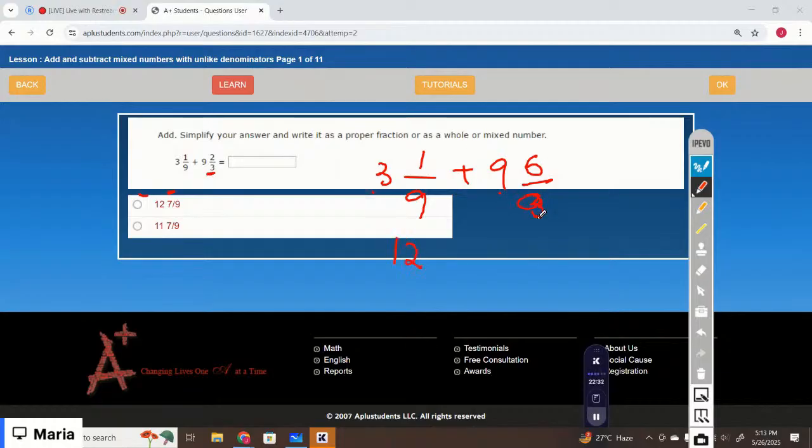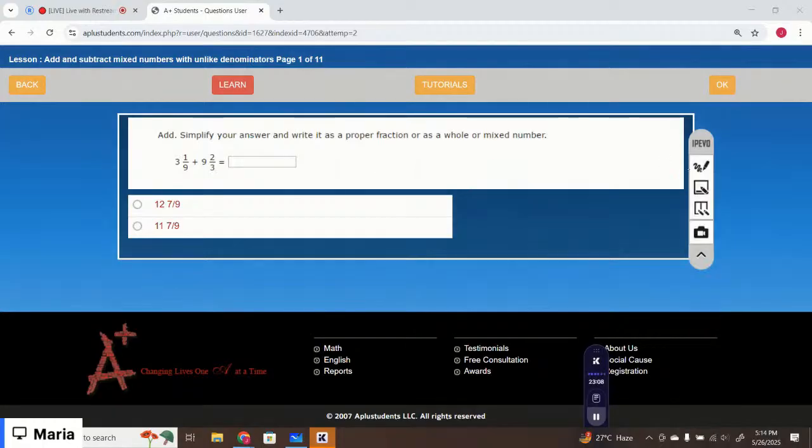Now they have the same denominators. Add their numerators. 6 plus 1 is 7 over 9. So the correct option is 12 whole 7 over 9. So option 1 is the correct option. That is 12 whole 7 over 9.